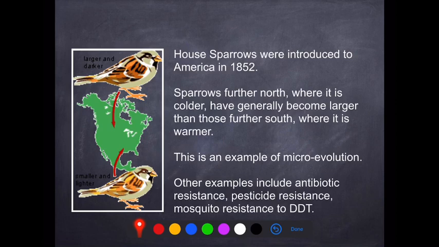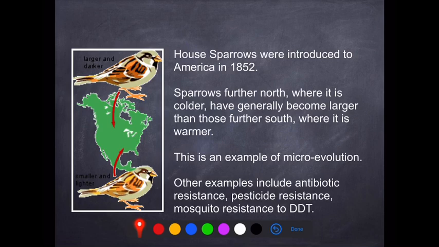And what we've seen is that those sparrows that have spread and that live in the north of North America, in general, they tend to be bigger. When you compare them to the house sparrows that are in the south of North America, which are smaller. And the reason for that is because of temperature. The bigger your body, the smaller your surface area to volume ratio will be, which means the less heat you will then lose to the environment.